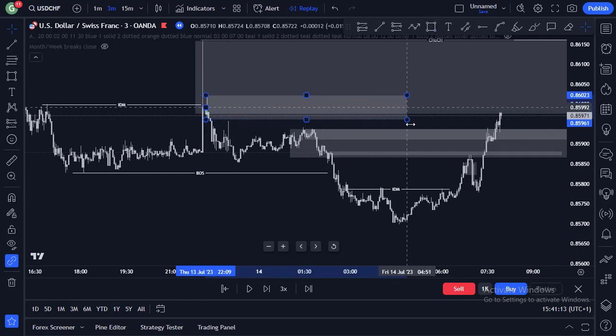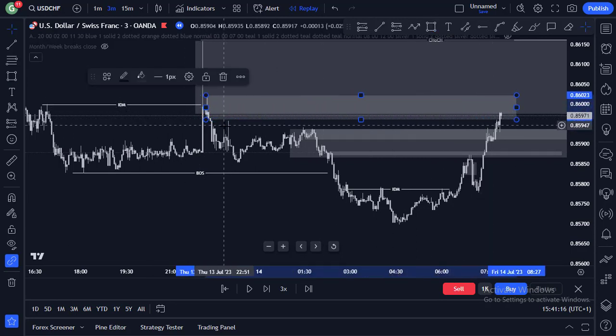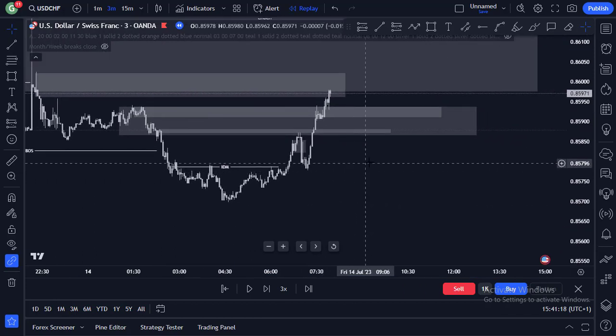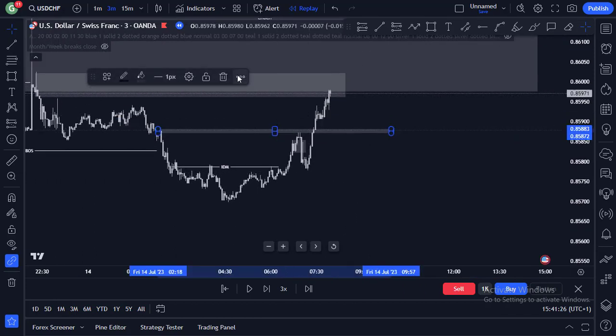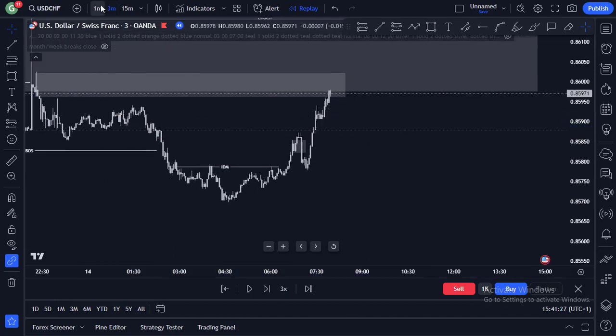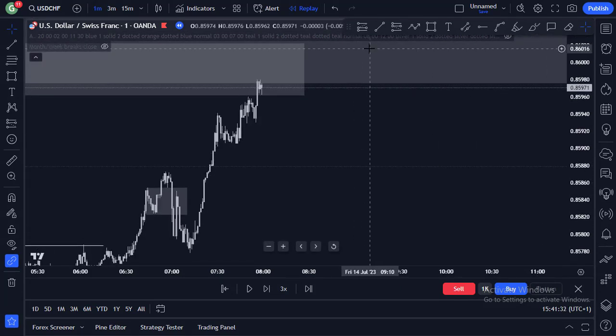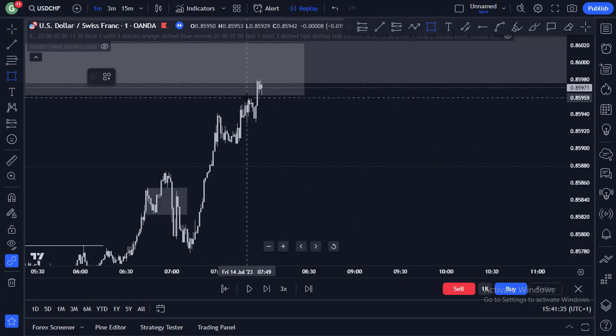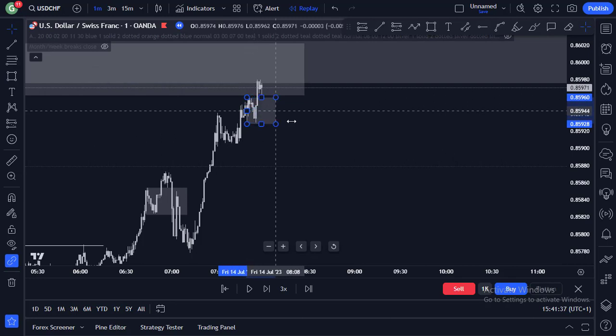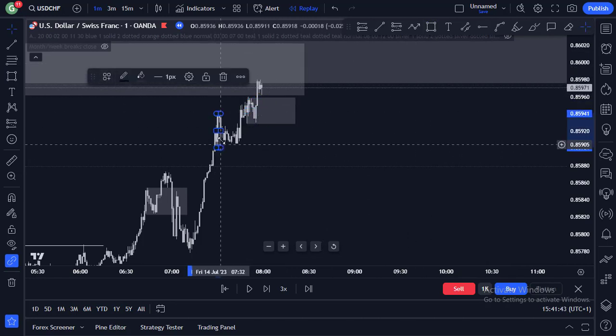So if we extend this, we can see that there is proper imbalance, so this is a valid one. So on the 3 minutes we have that POI. All right, so yes, take this out and then go to the 1 minute time frame to look for entry. All right, so this is what we are looking at now. This is a demand zone right there, and this is another demand zone. So this is another demand zone.